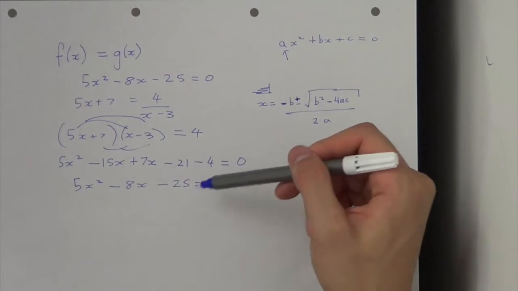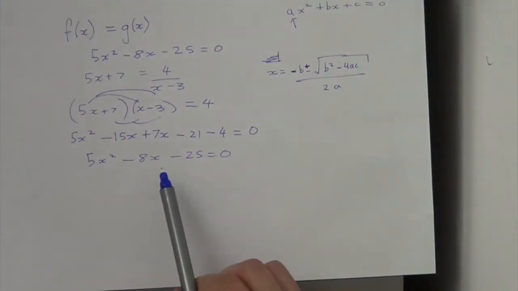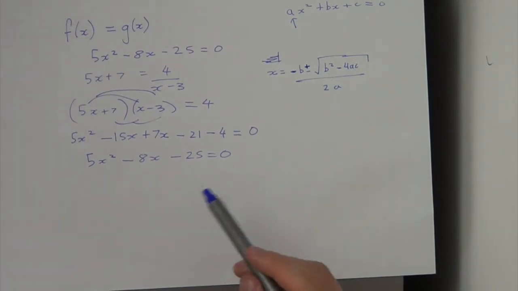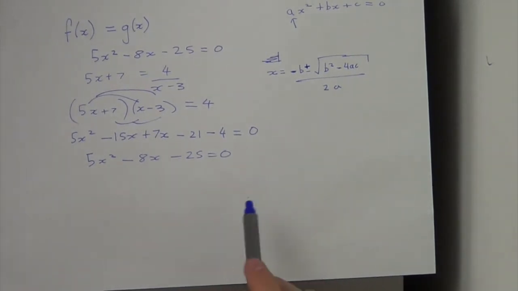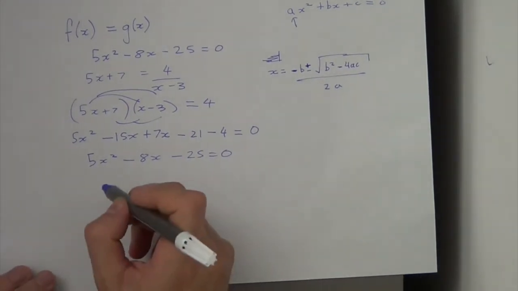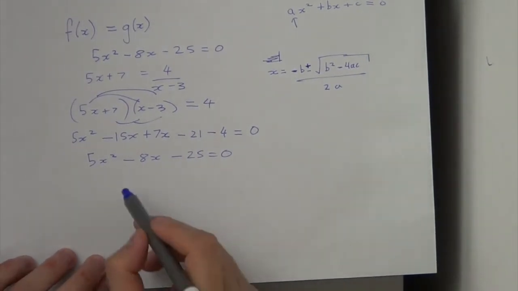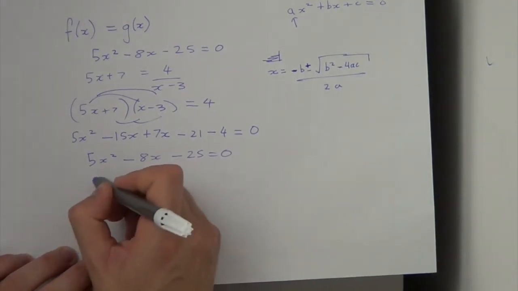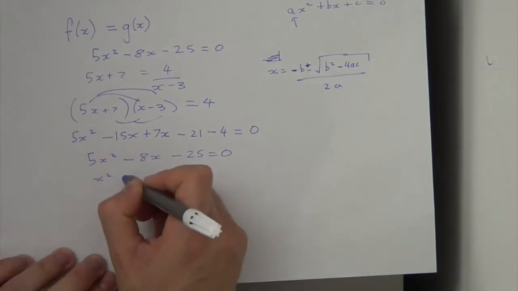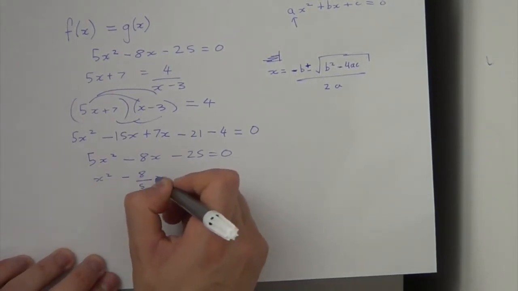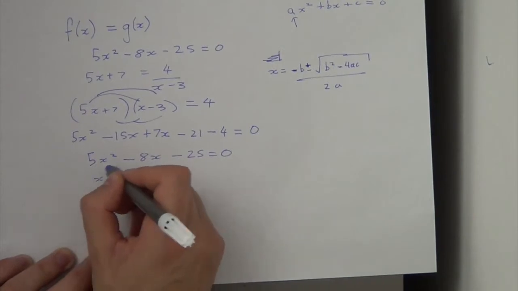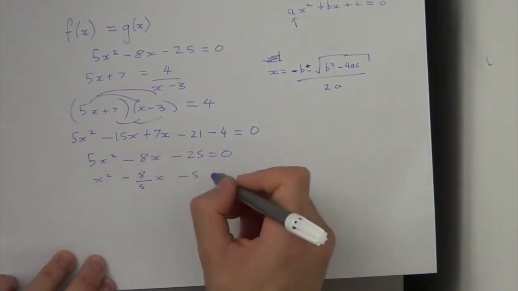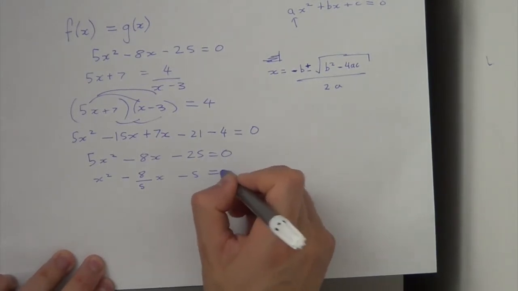But I'm actually going to solve this quadratic by completing the square, just to show you all methods. Completing the square is a little bit longer, but it's worth knowing. So the first thing I'm going to do is divide every single number by 5. That gives me x squared minus 8 over 5 x. For those of you who don't know, 5 over 5, they cancel. Minus 5, because 25 over 5 is 5, equals 0.